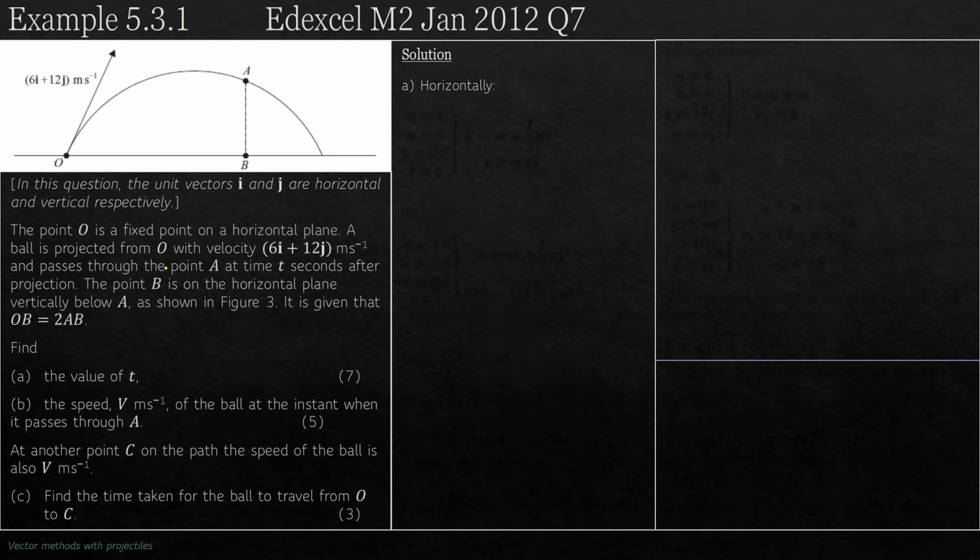So horizontally, this journey from O to A, well, the initial horizontal velocity is 6. We can tell that from the 6i in the initial overall velocity. There's no acceleration horizontally. The displacement is the distance OB. Remember, we are working horizontally at the moment. And the time is the value we're trying to work out. Because we've got constant acceleration, it's 0, that means it is constant.